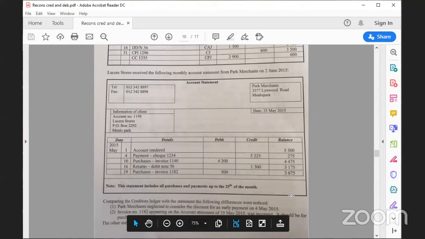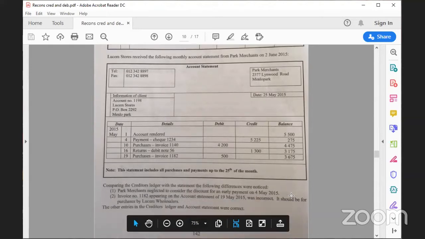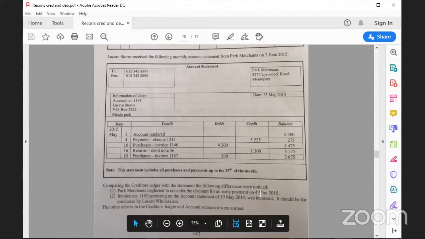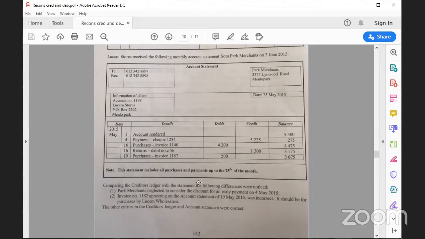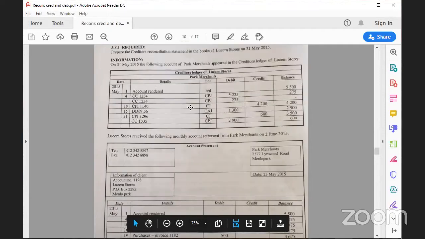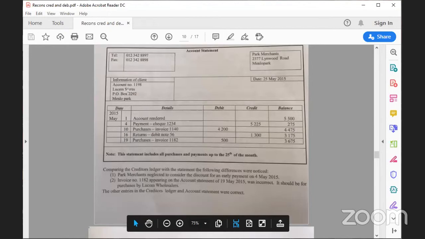First, compare the creditor's ledger with the statement, and then the following differences were noticed. Park Merchants neglected to consider the discount for an early payment on 4 May 2015. So the creditor neglected. So we did it, but they didn't. Okay, my creditor didn't do it. So they neglected to account for my discount. So they gave me a discount, but they didn't account for it.